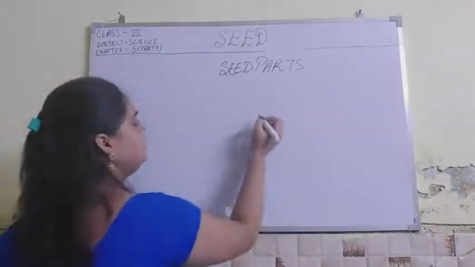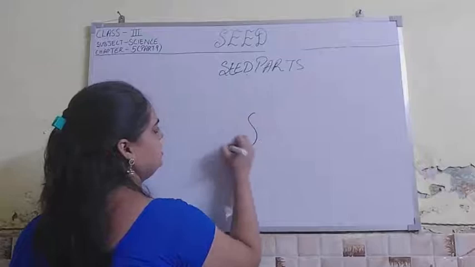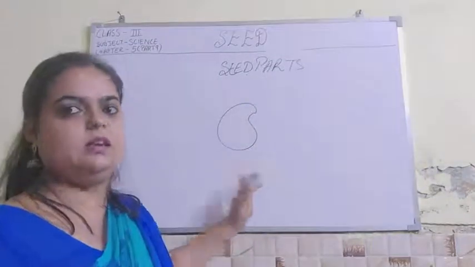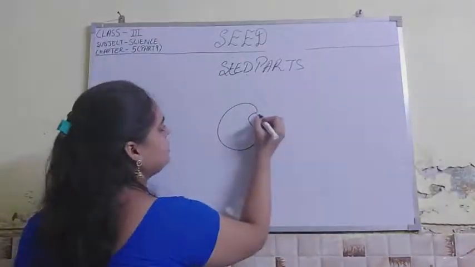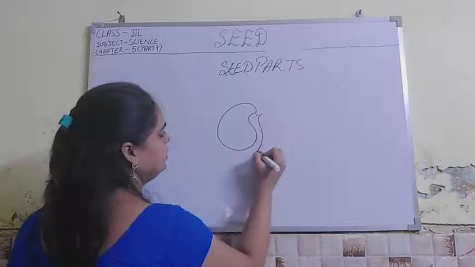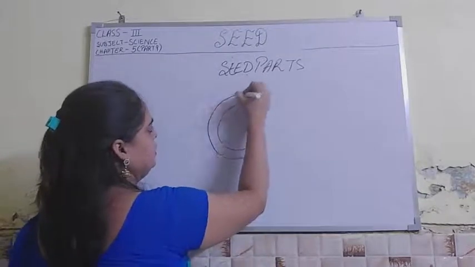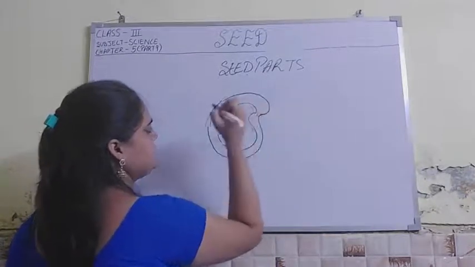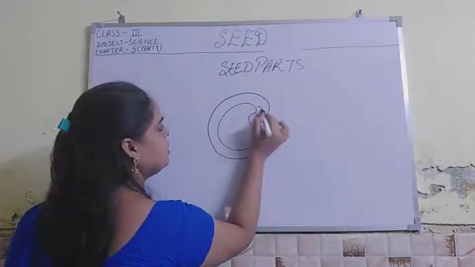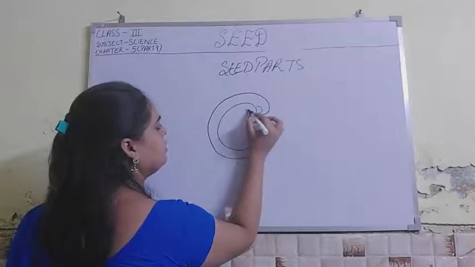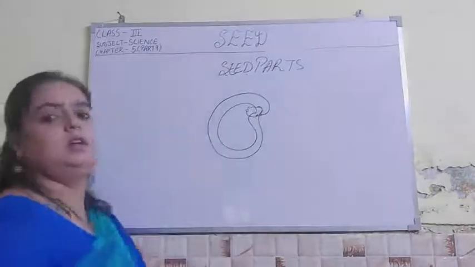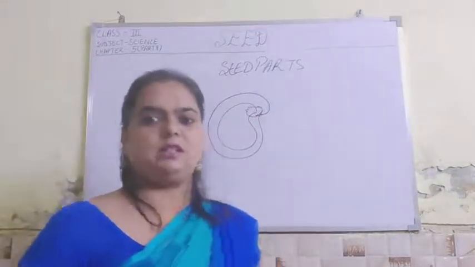For example, this is a seed. This is a seed and we have one more line over it. This line will have one more line over it, and then one portion will come from here. Now I will tell you the names of these things.